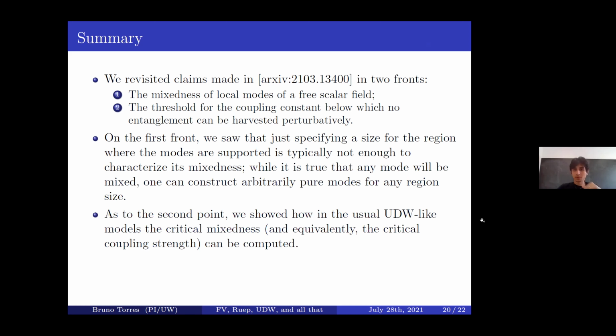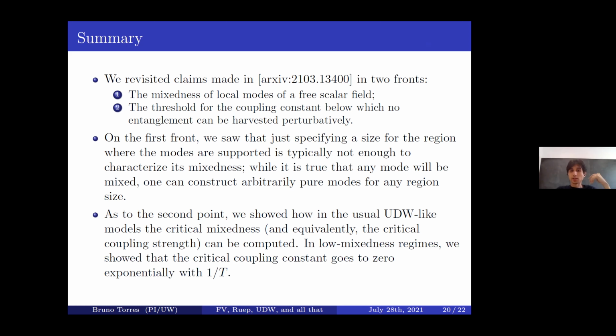As to the second point, we saw also that in the usual UDW kind of setup, the critical mixedness, or conversely, the critical coupling strength, can be computed in a very simple way at lowest order in perturbation theory. And in low mixedness regimes, in particular, the critical coupling strength goes to 0 exponentially with 1/T, which gives us confidence that in setups that can potentially be achieved with actual experiments, this can be controlled and mitigated.